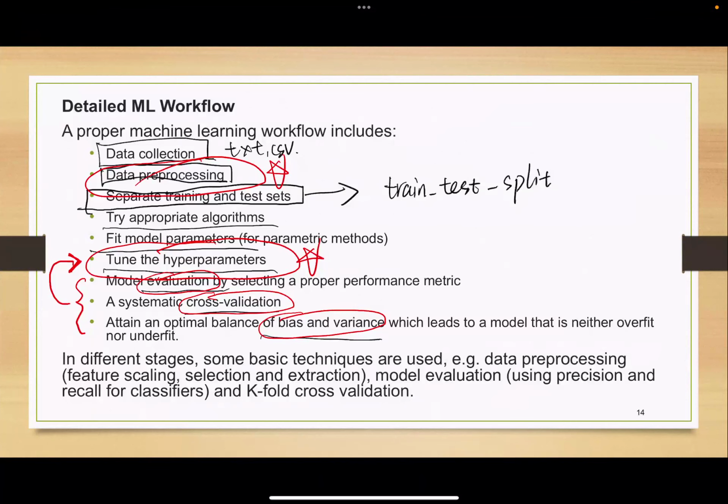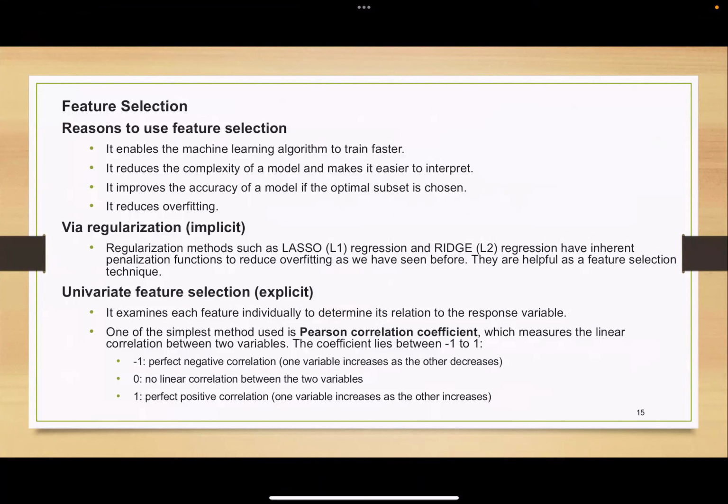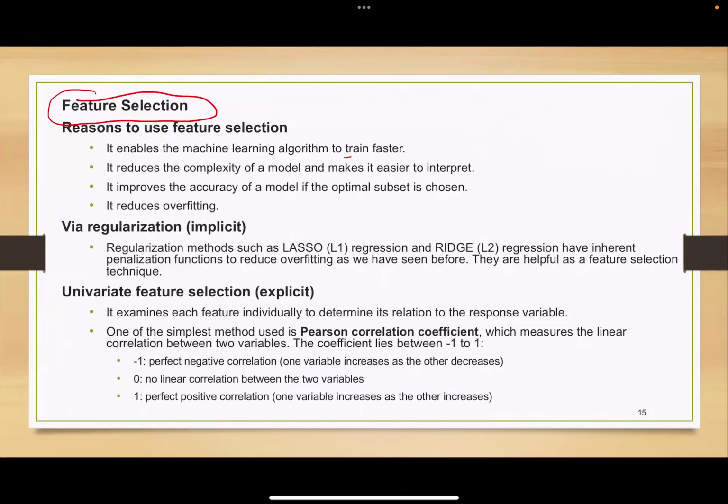When we are doing data pre-processing, another important thing is feature selection. We need to select important features for the training. That will enable the machine learning algorithm to train faster, because we select some useful features from a lot of features. We'll have fewer features, then we have less data. It means the machine learning model will train faster with less data.